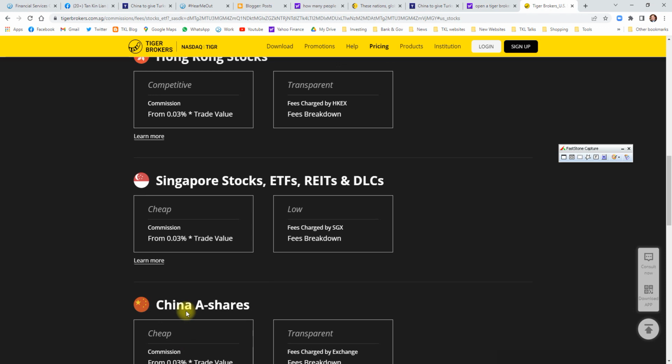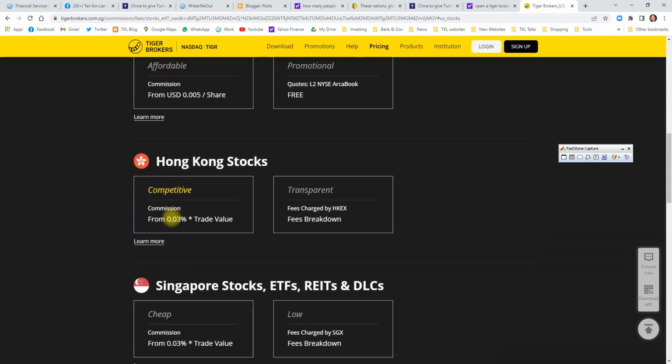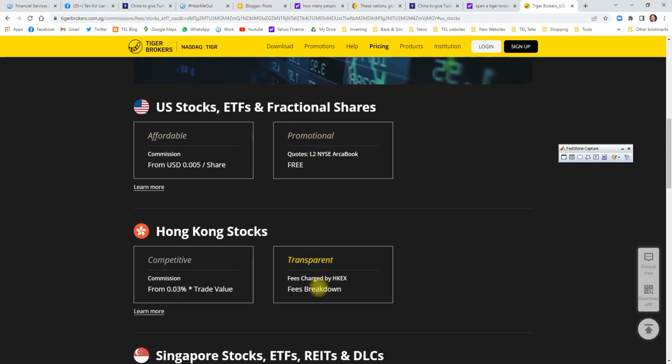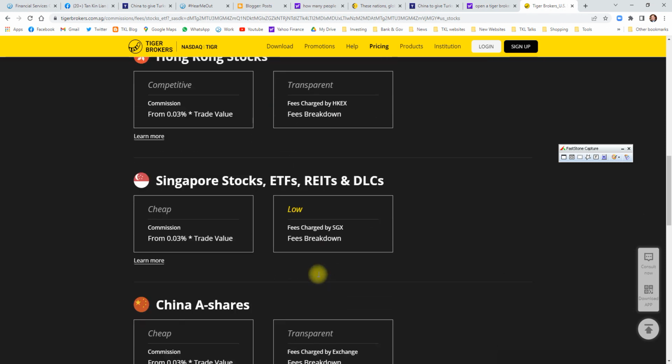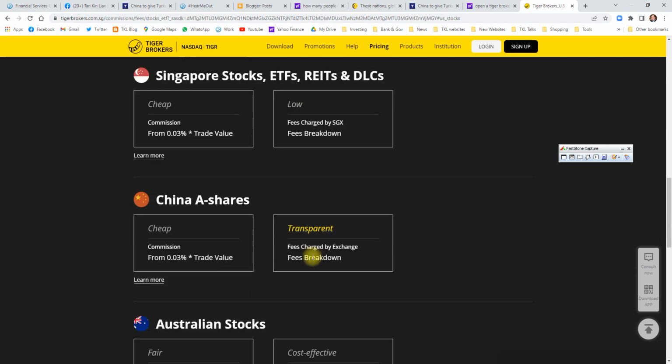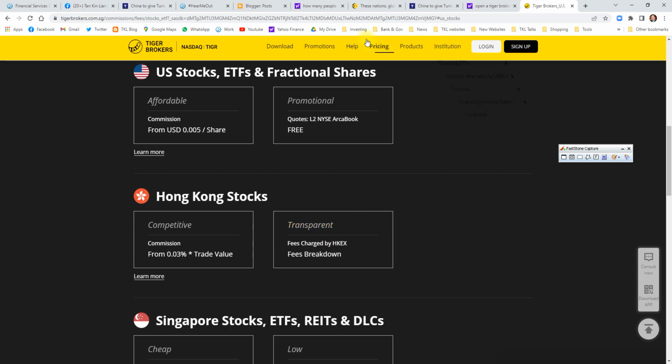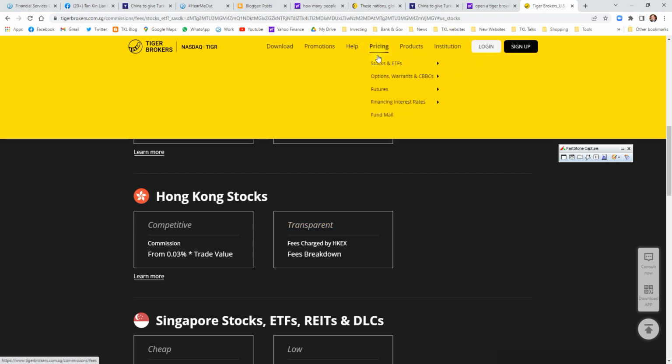Now this 0.03% is very low, because I've been paying 0.15% for my trade with another broker. Now there are of course other charges, but this seems to be quite small. These are the charges by the exchange. So I find the charges to be quite attractive. They are low. The commissions are low.